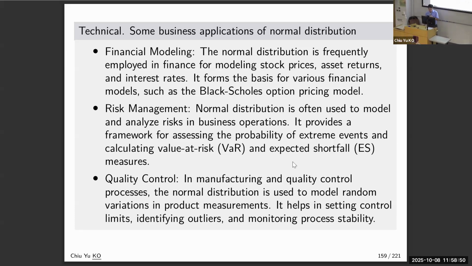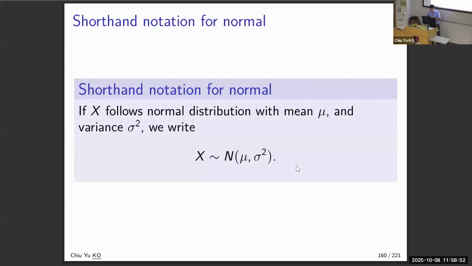And you can use the normal distribution to model those kinds of events. Since normal is so common, we will have a notation to denote normal. That shorthand says the random variable X follows the distribution of normal with mean mu, variance sigma squared. This is not my notation; you can look at any textbook. This is the standard notation.